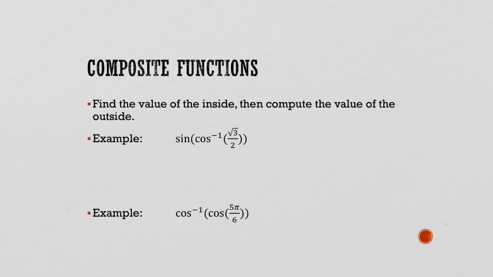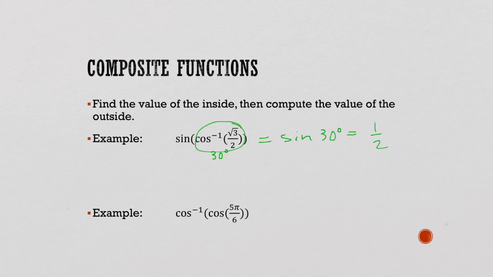Now, composite functions. Just like we did composite functions before, we've got to find the value of the inside, then compute the value of the outside. So, I'm looking for the inverse cosine of the square root of 3 over 2. I know, based on how I did my problems before, get out my unit circle. Cosine lives in quadrant 1 and 2. So I go to quadrant 1 and 2. It's positive, so I need a positive x at square root of 3, which is 30 degrees. So now my problem becomes, what's the sine of 30 degrees? Well, the sine of 30 degrees is 1/2.